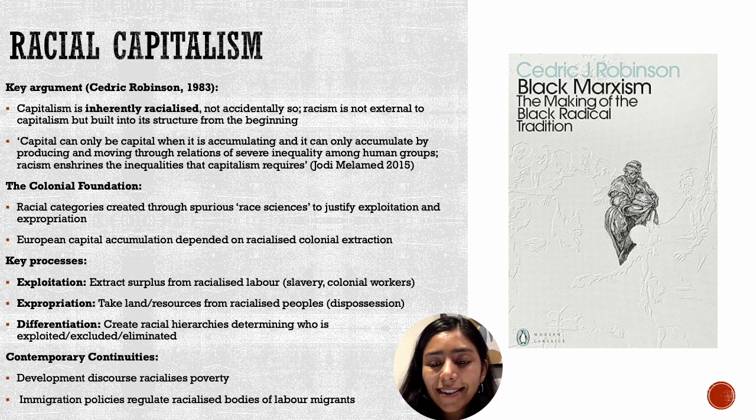A highly quoted academic journal article about racial capitalism that further stresses and explains the concept is by Jodi Melamed, where she puts it very simply. She says that capital can only be capital when it is accumulating, and it can only accumulate by producing and moving through relations of severe inequality among human groups. Racism enshrines the inequalities that capitalism requires. So, what this whole tradition of theorization is trying to do is to enshrine racism as a very basic requirement to capital accumulation.